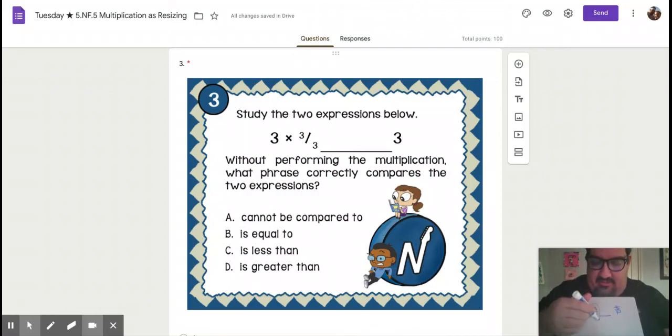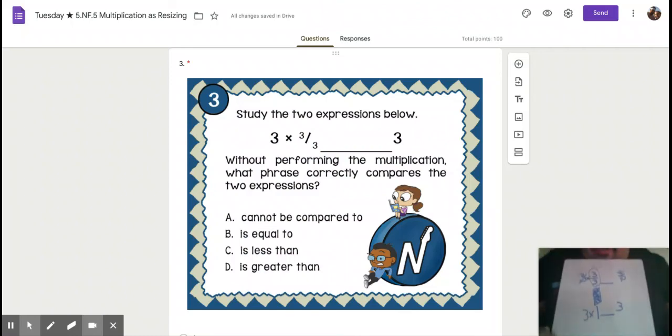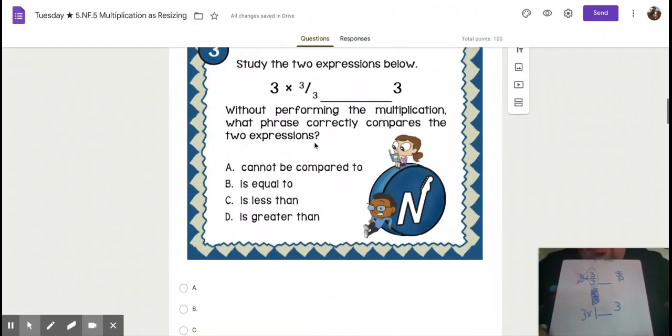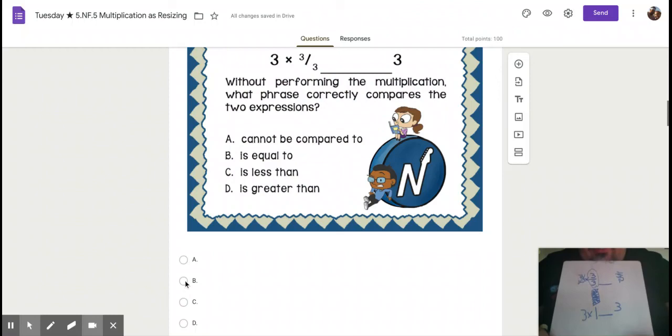3/3. So let's think. That's 1, 2, 3. So that's 1 whole. 3/3, top number, bottom number, numerator, denominator, both the same. So that means this is equivalent to 1. So that's 3 times 1. And then 3 is 3 times 1. How does that compare to 3? They're equal. Even though this doesn't say a 1, 3/3 is equal to 1. So that's why they're going to be equal, and that's why the correct answer is B.